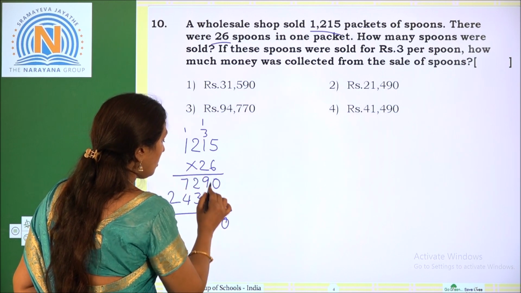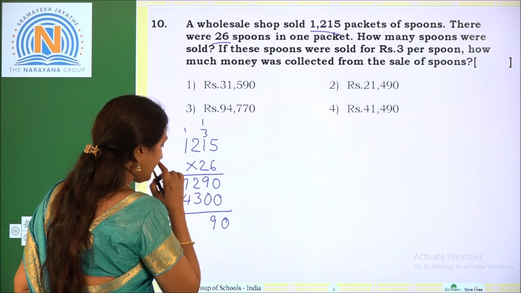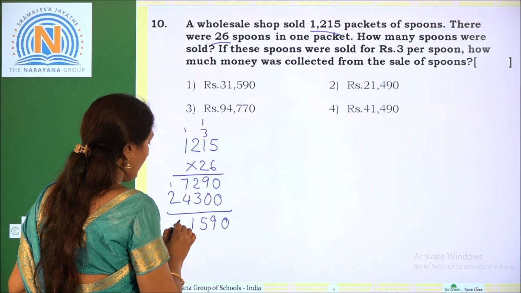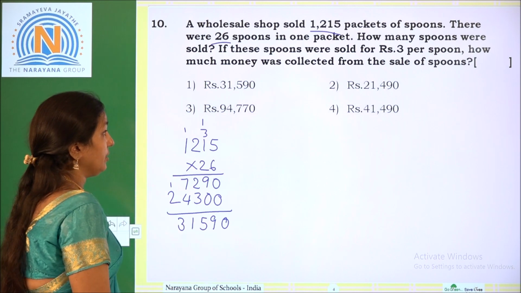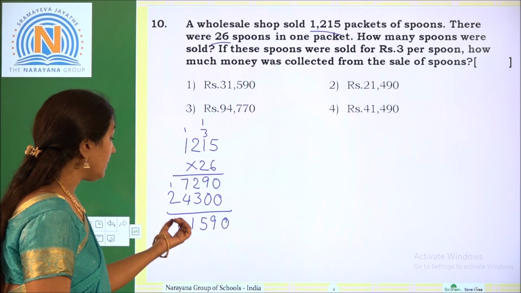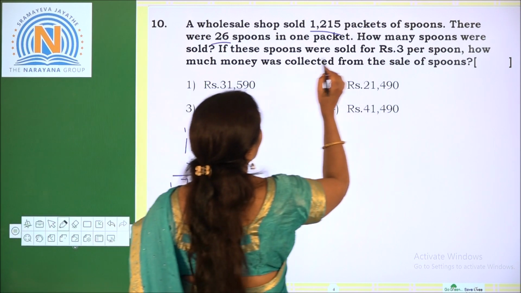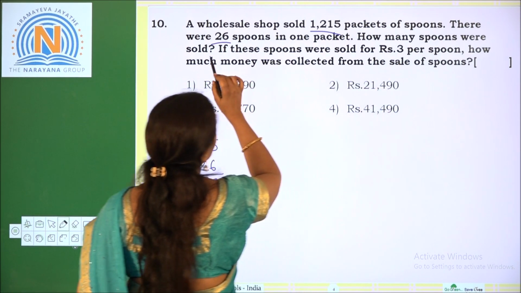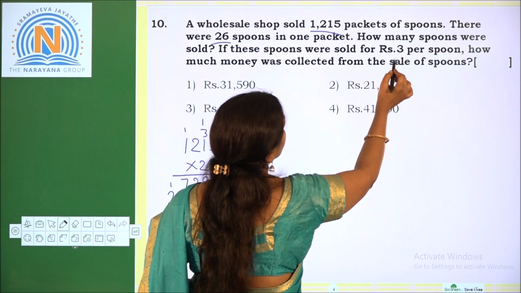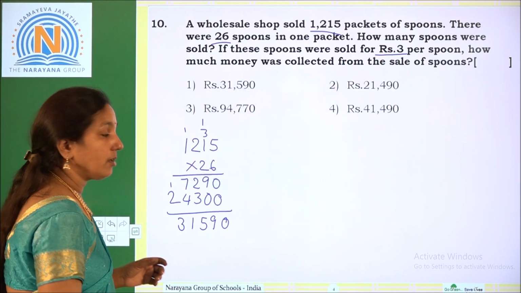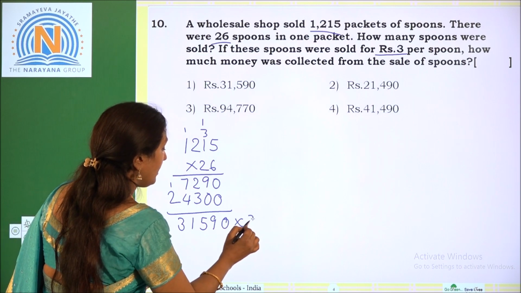Now 0, 9. 2 plus 3 is 5. 7 plus 4 is 11. 1. Now 3. So the total spoons were 31,590. Now each spoon, what is the cost of each spoon? If these spoons were sold per spoon, how much? Rupees 3. So multiply with 3.